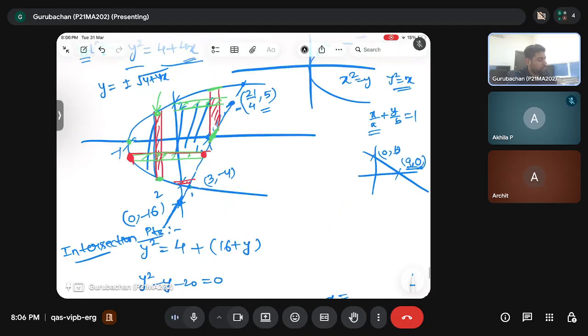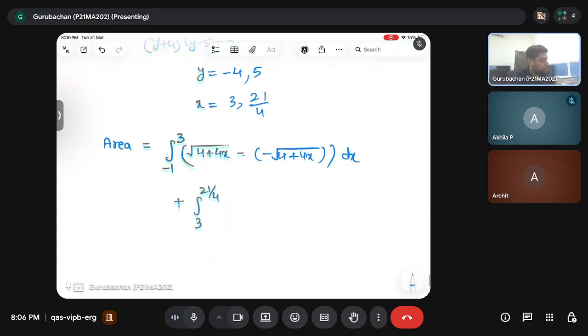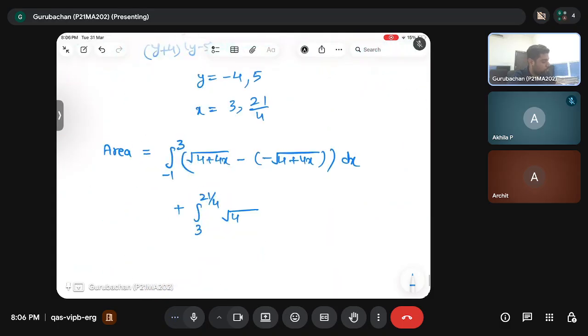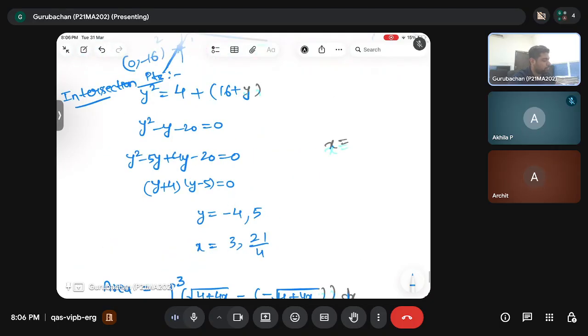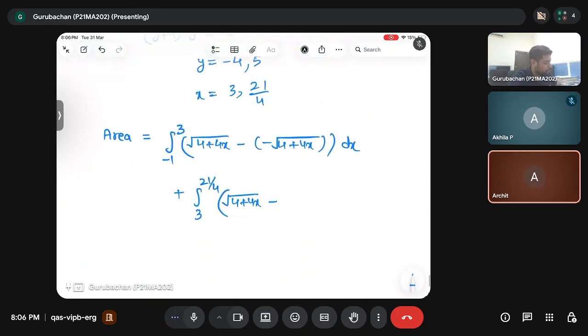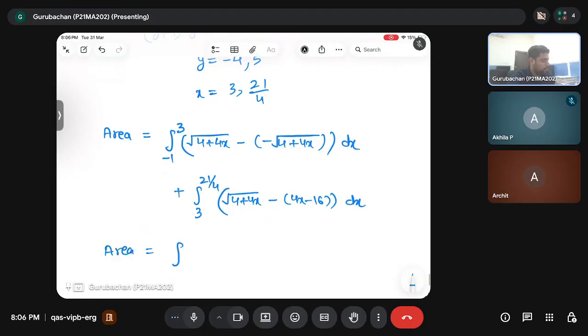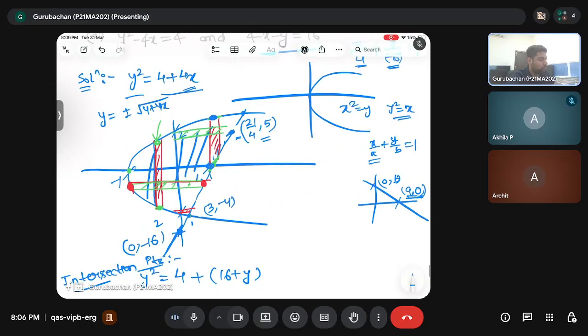What will be the upper curve? Positive side of the first curve and the line. What is the positive side of the first curve? 4 plus 4x. And what is the line in terms of x? 4x minus 16. And in terms of y, this will be from minus 4 to 5.